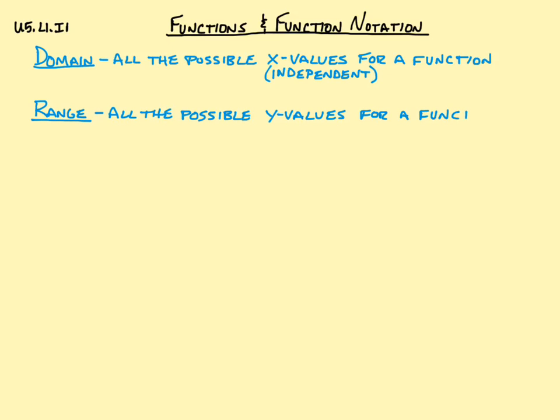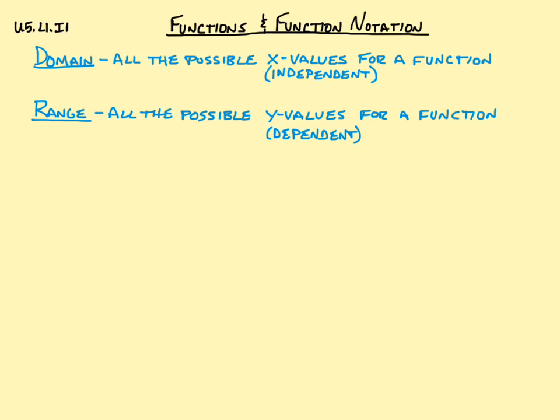Right? So pretty straightforward. Domain is x, range is y. Remember that y is our dependent variable. So if you're looking at something in context, you can look at it with independent or dependent. If you're looking at it graphically, you can look at it as x and y. But that's our domain and range.